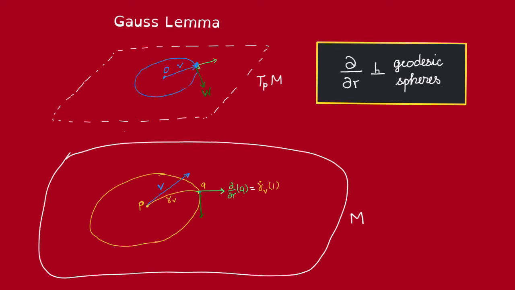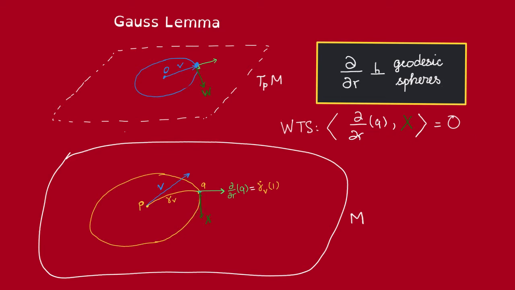Now when we say that this radial vector field is orthogonal to the geodesic sphere, we mean that for each point Q, this vector is going to be orthogonal to the tangent vector of this geodesic sphere. So if we call that x, what we want to show is that dr at Q is orthogonal to this x under our Riemannian metric. So that means that this inner product is 0.